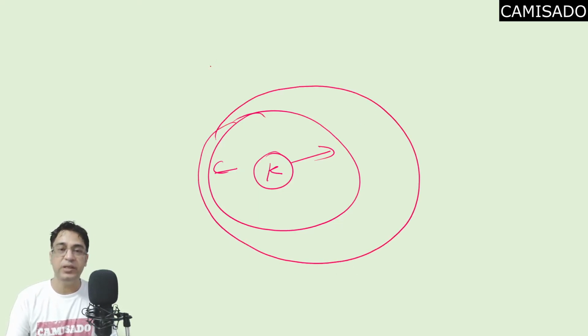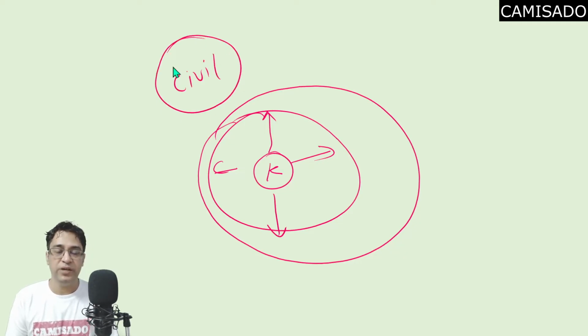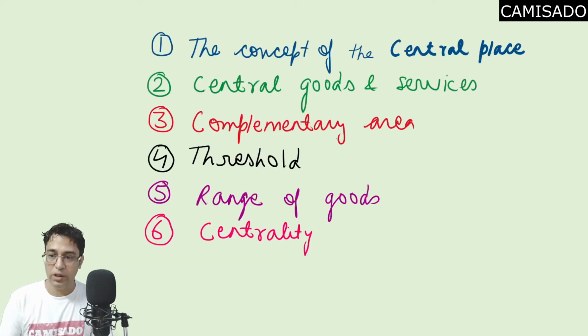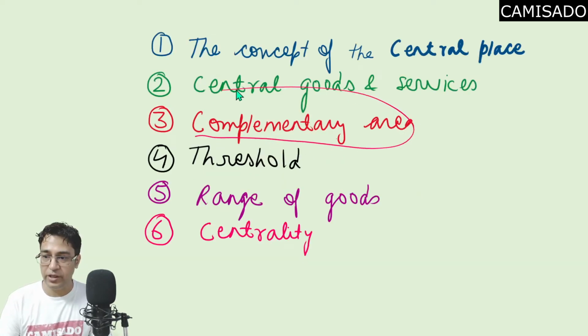Similarly, Delhi can be considered as a place that provides some central services to all the places in its hinterland. So for example, the civil service coaching can be considered a central service of Delhi. The concept of the complementary area.